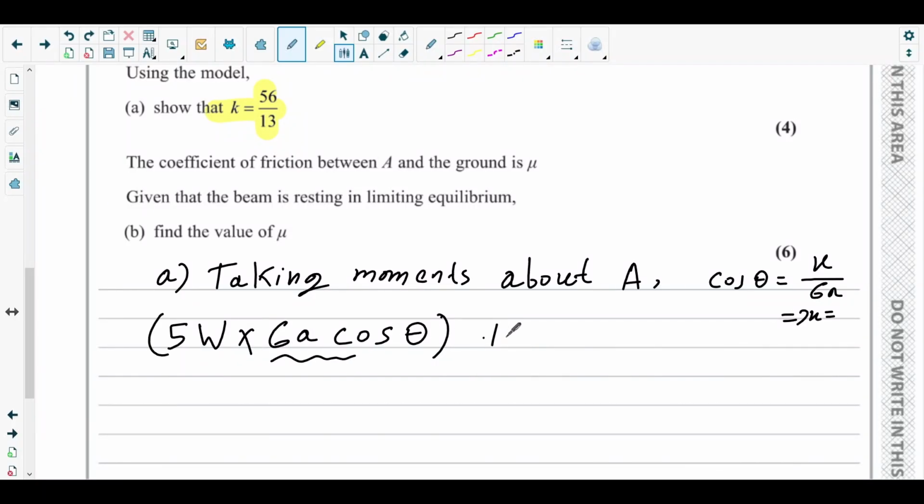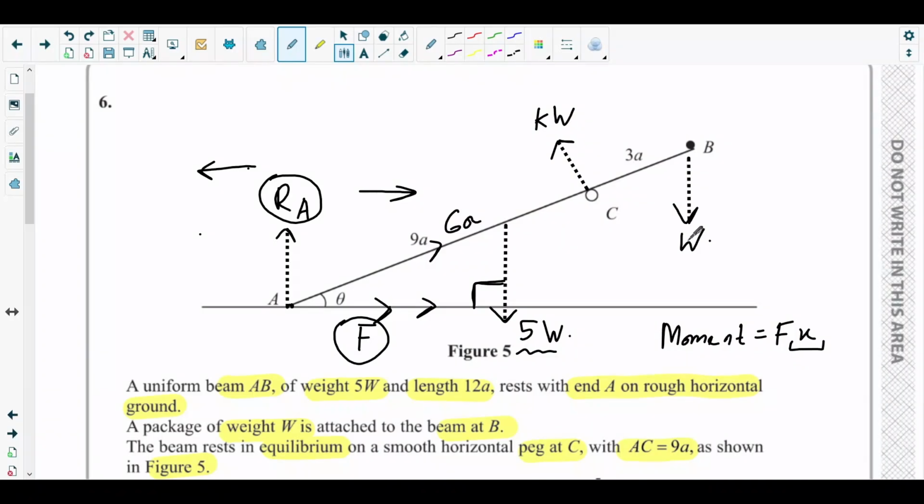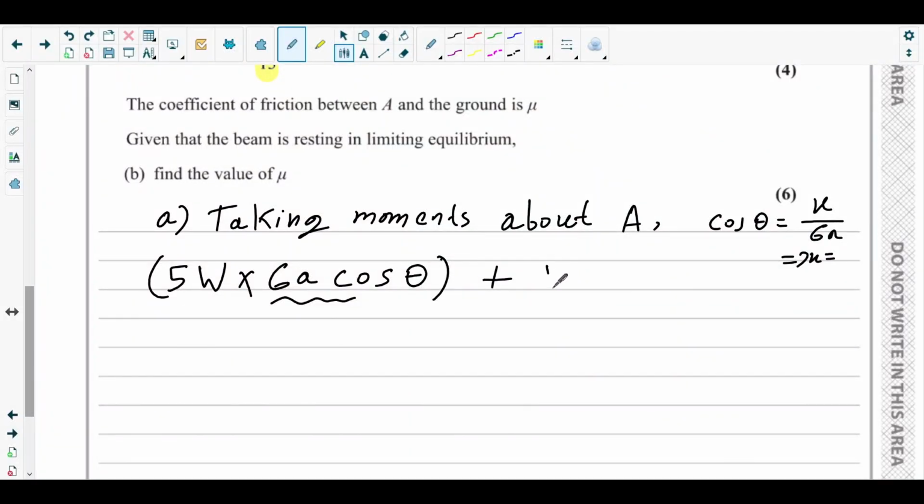Plus the clockwise moment, another clockwise moment, is provided by the weight of the package, that is W. So W times the same perpendicular distance, which would now be 12a cos theta, because the direct distance from the point A to the package at point B is basically 12a. So its perpendicular distance would be 12a cos theta. This is the clockwise moment.